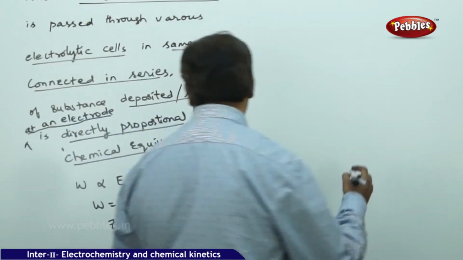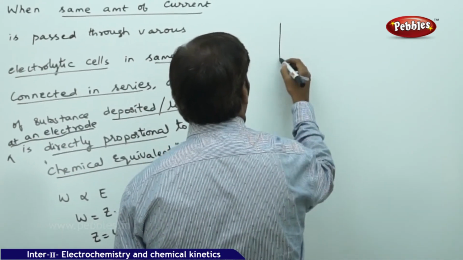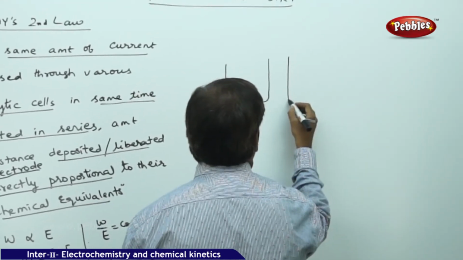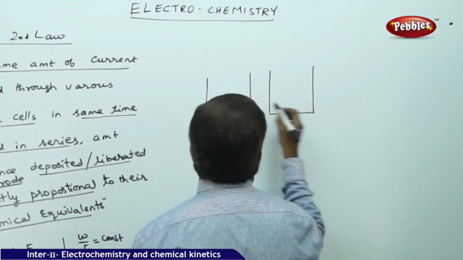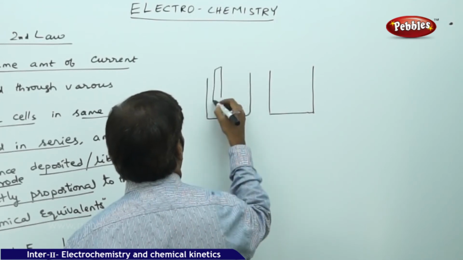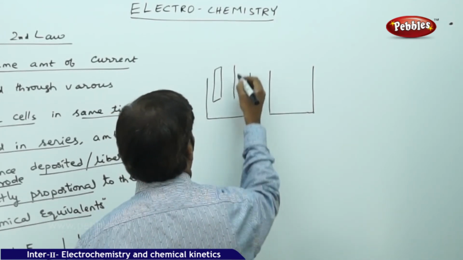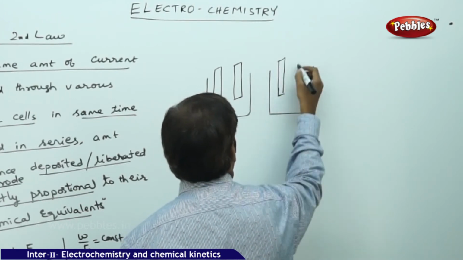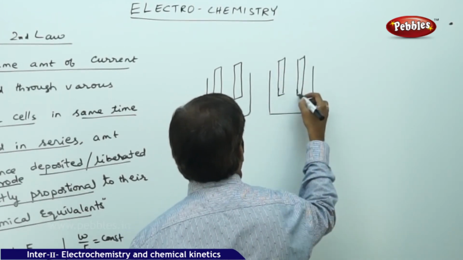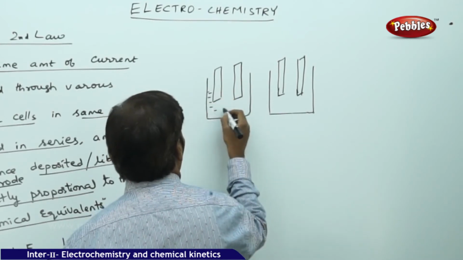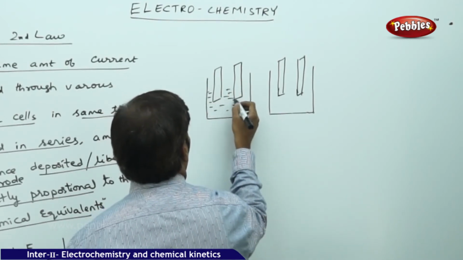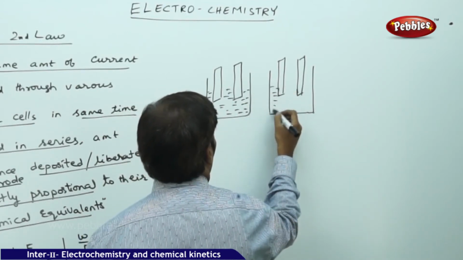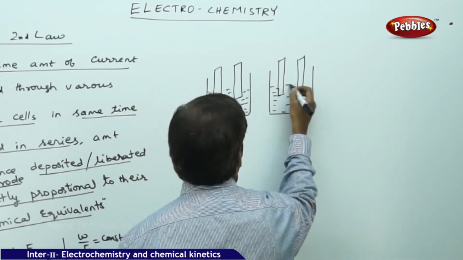So for example, if I am taking two electrolytic cells like this for an illustrative purpose, and I am placing a pair of electrodes here, and also a pair of electrodes here, they are connected in series.